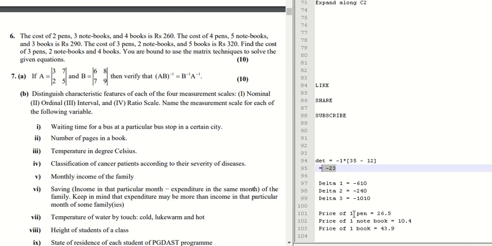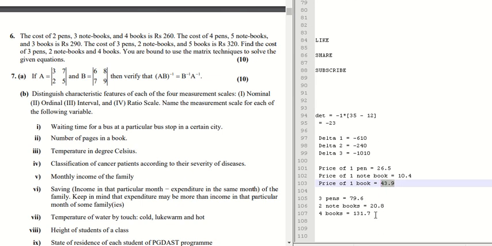The price of one pen would be delta 1 divided by the determinant of the original matrix, which was minus 23. When you calculate that, it comes out to be 26.5, and it is a decimal. That's absolutely fine, rounded to 1 decimal place, because this is a price and price can be in decimal. One notebook is 10.4, and the book price is 43.9. Now you want to find the cost for 3 pens, 2 notebooks and 4 books. Just multiply these values with 3, 2 and 4 respectively, and this is the answer that you get.